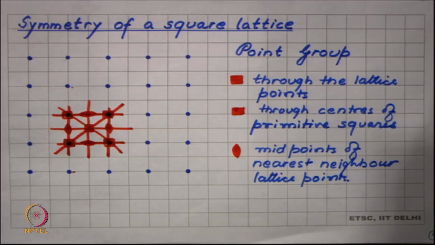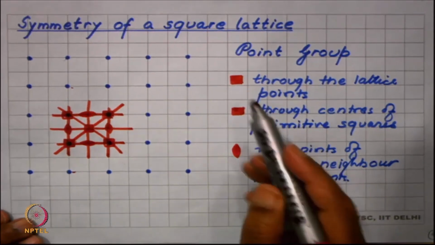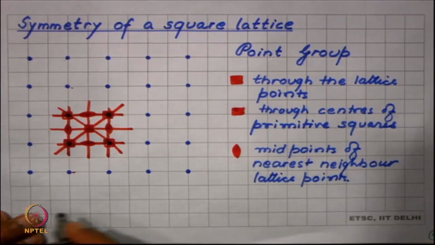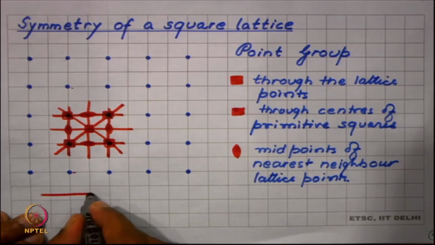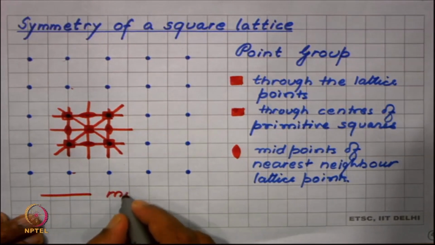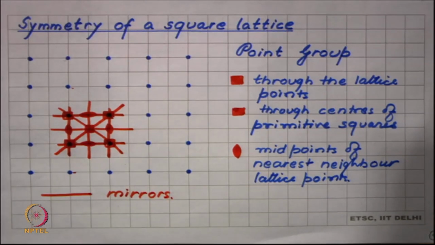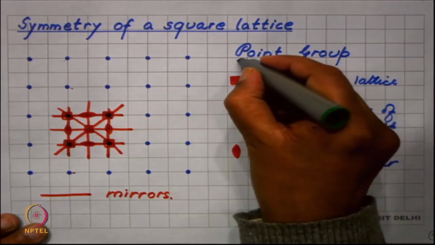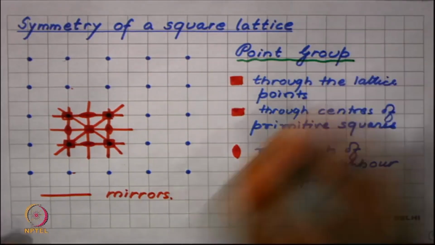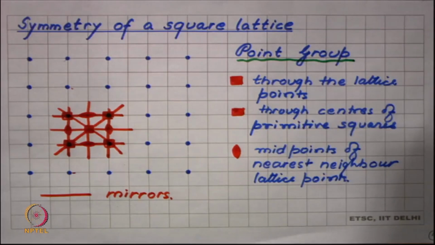So, we see that it has fourfolds, it has twofolds, and it has mirror reflections. The collection of all these point symmetry operations is what is called the point group of the lattice. This will be called the point group of the lattice.